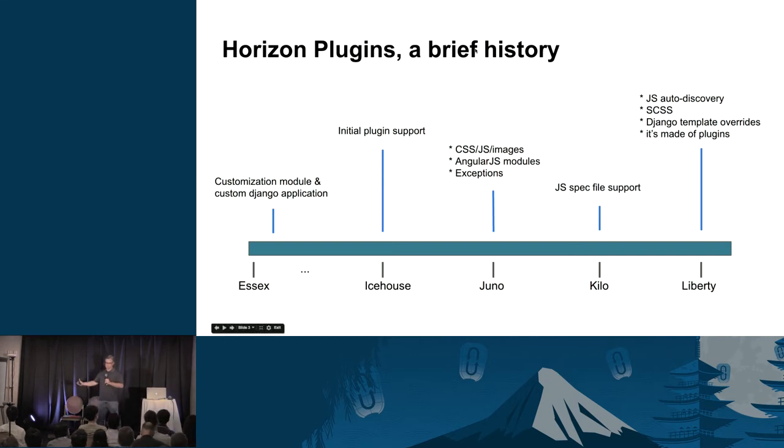You can see in Juno, we added some support for collecting of static files, CSS, JavaScript, images. Also support for AngularJS modules, as well as including new exception types. So if I'm talking to a different service, and it's returning an exception from the API that Horizon currently didn't know about, you could add that as well. In Kilo, we added some testing features. So for Angular code, you could actually write a spec file, so that spec file could be run as part of Horizon's test suite. And then in Liberty, we added some auto discovery of JavaScript.